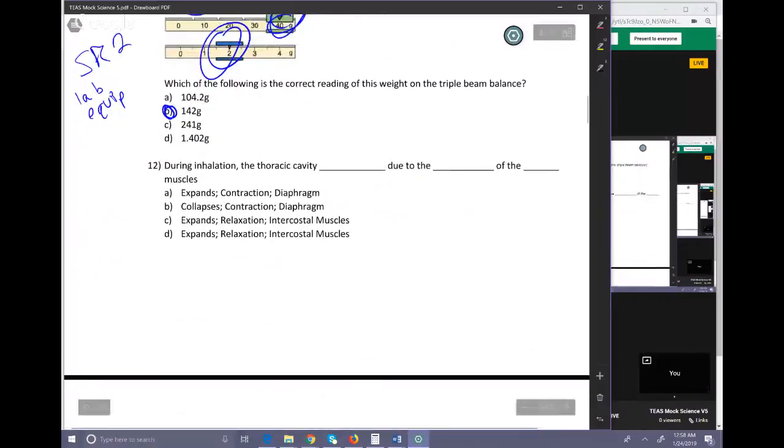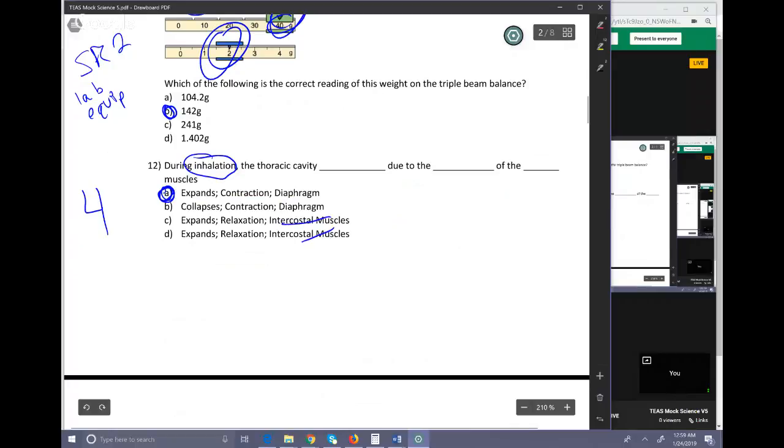12, during inhalation, the thoracic cavity blank due to the blank of the blank muscles. Again, more blanks than you're typically going to see. This is from Anatomy 4 about the respiratory system. This is going to be the thoracic cavity expands, and that's due to contraction of the diaphragm. What's important about this, diaphragm is going to be who causes inhalation. We talked extensively about this in previous mocks that you've already seen and also in your Anatomy 4. The diaphragm causes inhalation and exhalation.